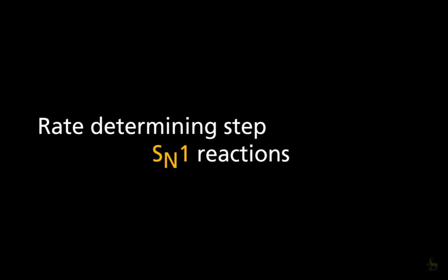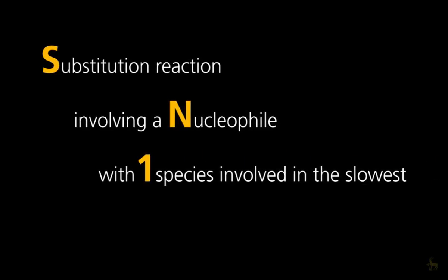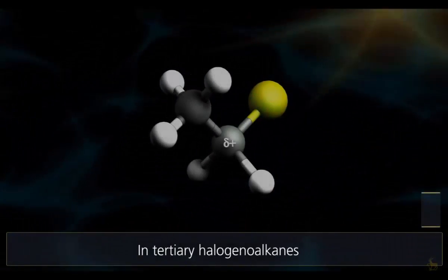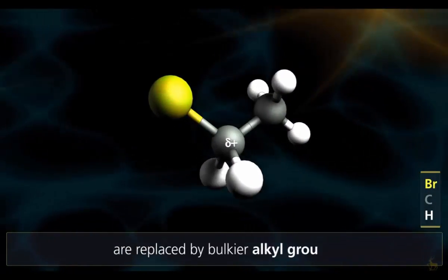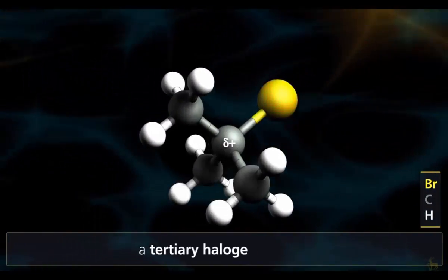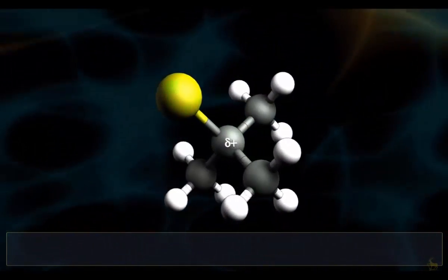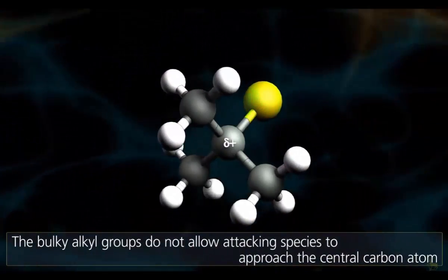Tertiary halogenoalkanes undergo SN1 reactions, where S indicates a substitution reaction is occurring, N indicates that a nucleophile is involved, and 1 indicates that only one species is involved in the slowest rate-determining step. In tertiary halogenoalkanes, the small hydrogen atoms in primary halogenoalkanes are replaced by bulkier alkyl groups. The bulky alkyl groups do not allow attacking species to approach the central carbon atom.